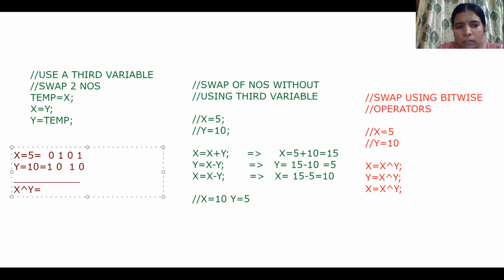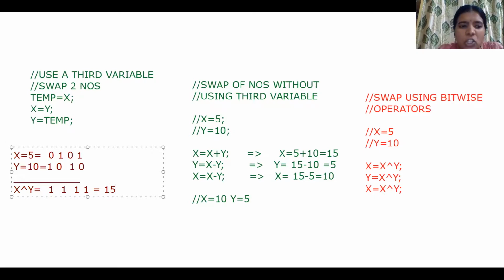What is the answer of this logic? x exclusive or y gives 1 if the bits are different. So what is 0 exclusive or 1? It is 1. Next, what is 1 exclusive or 0? 1. What is 0 exclusive or 1? 1. What is 1 exclusive or 0? 1. So the answer is 1, 1, 1, 1. What is 1, 1, 1, 1? 8 plus 4 plus 2 plus 1. 8 plus 4 is 12, 12 plus 2 is 14, 14 plus 1 is 15. So you got the answer as 15.